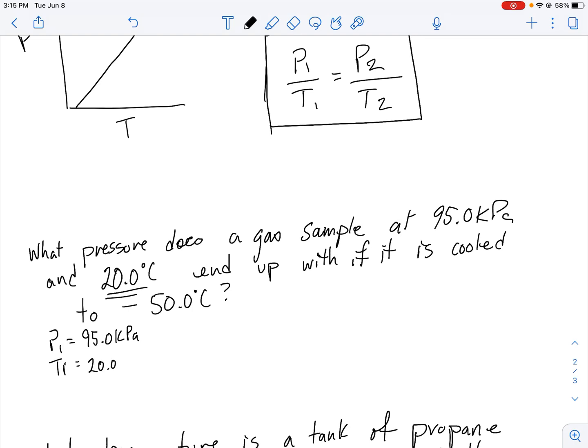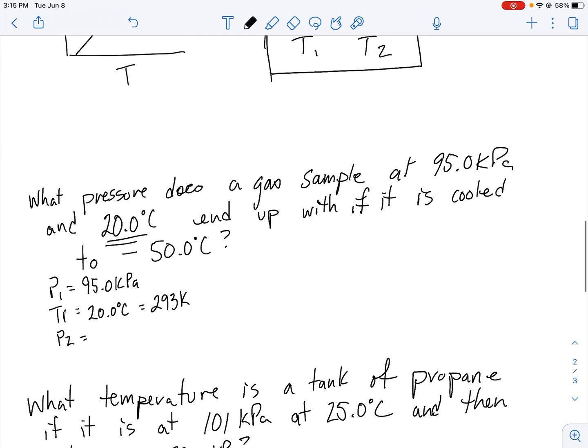So you have 20.0 degrees Celsius. But for all gas law questions, this needs to be converted to Kelvin. So it's 293 Kelvin. P2 is what we're trying to find out. And T2 is negative 50 degrees Celsius, so this is going to be 223 Kelvin. So my P1 over T1 equals P2 over T2.